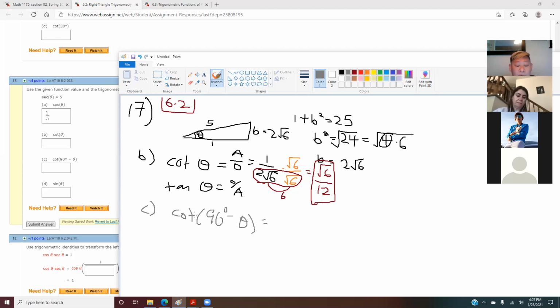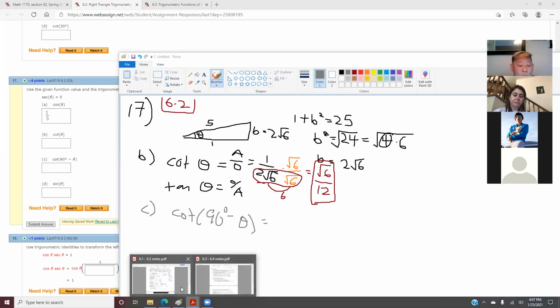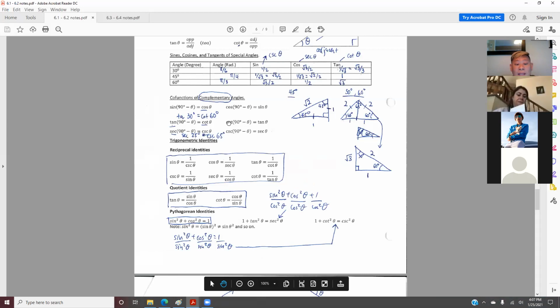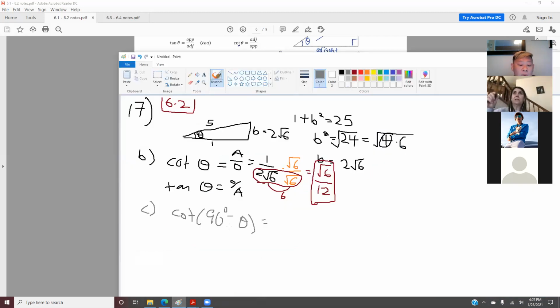So in order for us to find this, you have to use one of the identities, which is a co-function that I pointed out early on. So cotangent of 90 degrees minus theta is the same thing as tangent theta. Cotangent and tangent are called the co-functions of complementary angles. They are the same. That means the total of this has to add up to be 90 degrees. So if you want to find the cotangent of 90 minus theta, this is the same thing as tangent theta.